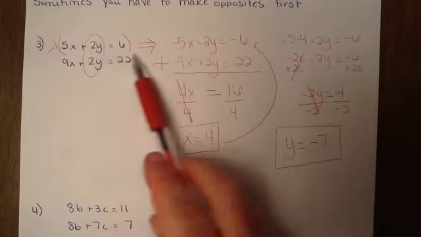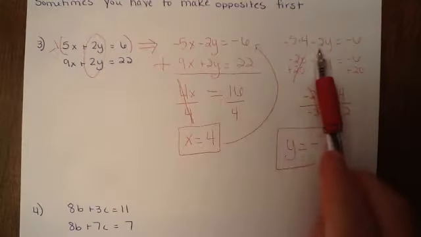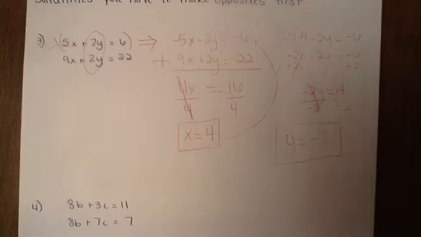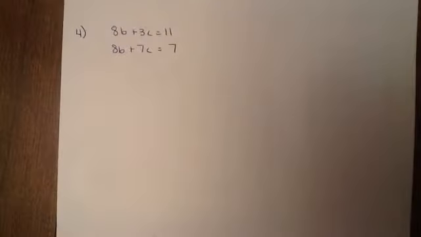Create opposites by multiplying by negative 1. Solve for a variable. Plug it back in. Solve for your second. Try this next one on your own. Let's see how you did.